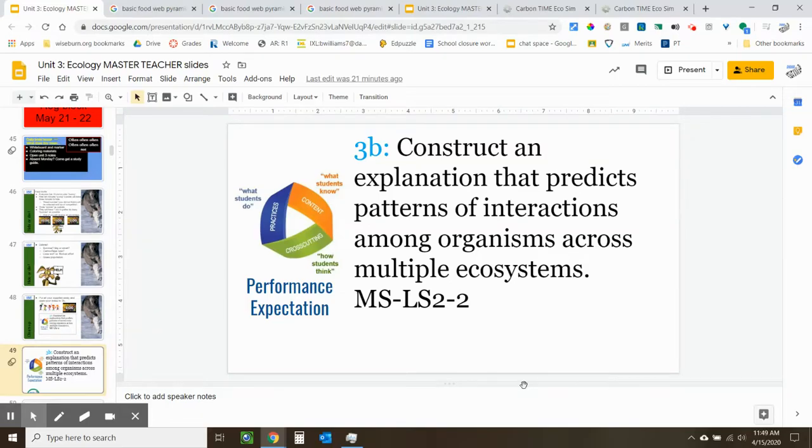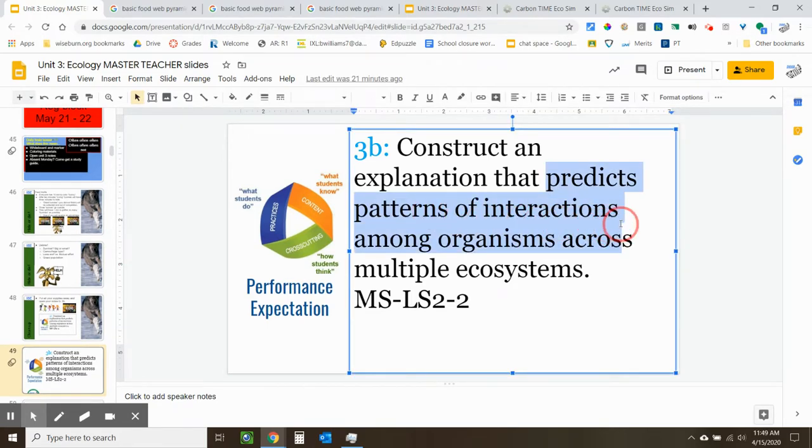Okay, so last we left off, we were taking a look at our performance expectation, and now we're going to dig a little bit deeper into it. So you'll notice that we are trying to construct explanations to be able to predict patterns of interactions among organisms across multiple ecosystems. So first, let's take a look at this back part here.